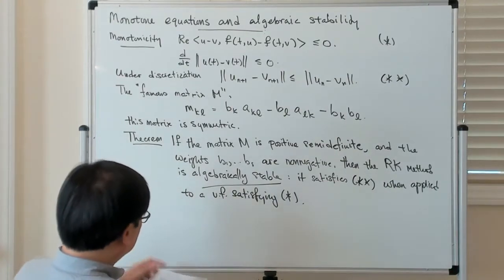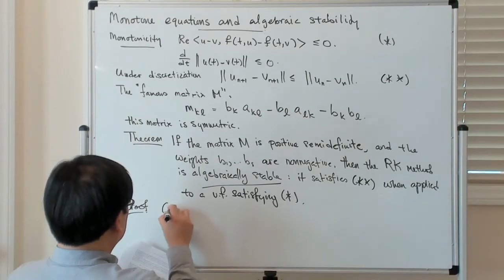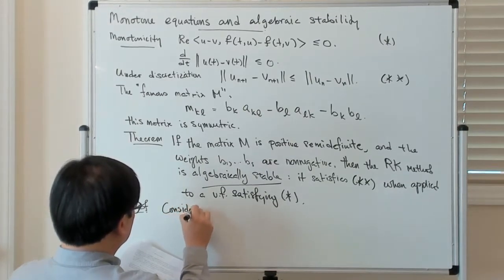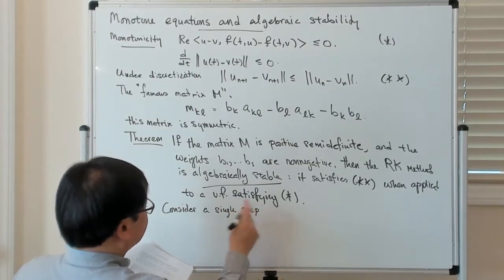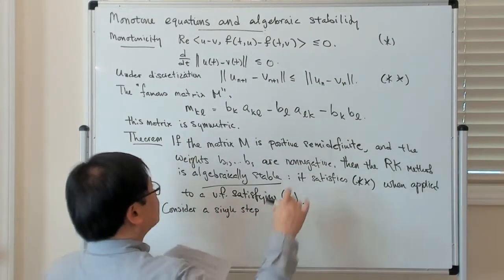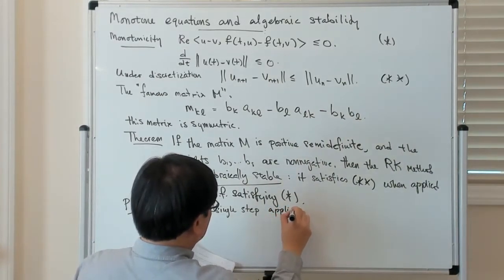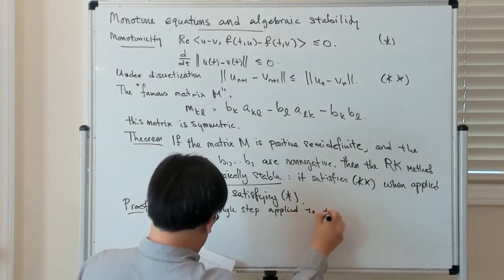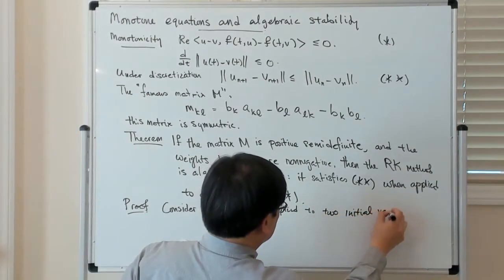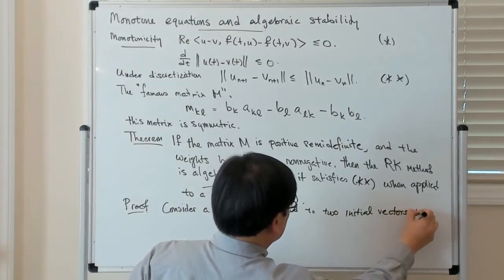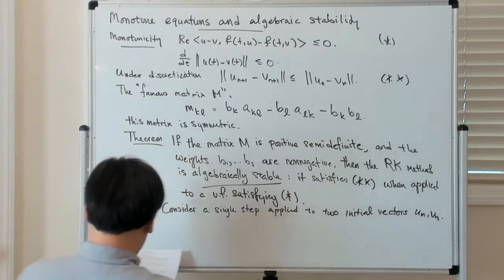Okay. So let's look at a single step of this method. So we consider a single step applied to two different initial conditions, Un and Vn, right? Okay, and then we see what happens.